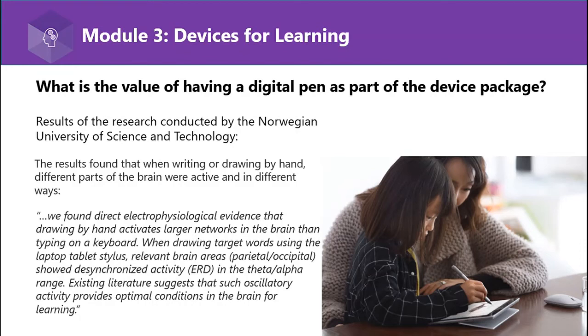Results of the research conducted by the Norwegian University of Science and Technology say, the results found that when writing or drawing by hand, different parts of the brain were active and in different ways. We found direct electrophysiological evidence that drawing by hand activates larger networks in the brain than typing on a keyboard. When drawing target words using the laptop, tablet, stylus, relevant brain areas showed desynchronized activity in the theta or alpha range. Existing literature suggests that such oscillatory activity provides optimal conditions in the brain for learning.